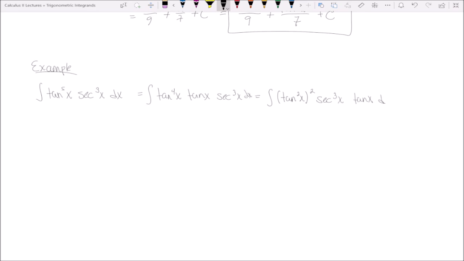And finally, let's go ahead and look at the antiderivative of tangent to the 5th x times secant cubed of x. Now here let's write tangent to the 5th as tangent to the 4th x times tangent of x. Then we can write tangent to the 4th as tangent squared of x, squared. I'm sorry, I forgot my dx there. And let's just move that tangent x so it's next to the dx. Well, tangent squared would be secant squared minus 1. And while I'm at it, I'm going to write secant cubed as secant squared times secant.